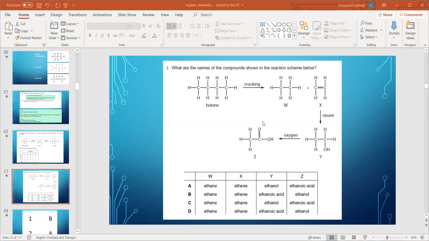And then Z is an acid, which is ethanoic acid. Eth because there are two carbons, anoic acid because you have the C double bond O, OH group that is present. So your answer should be A as in apple.